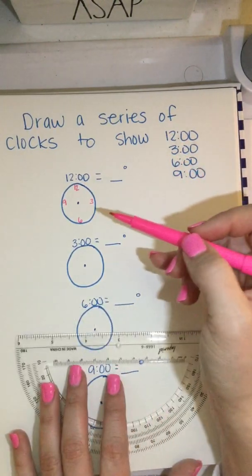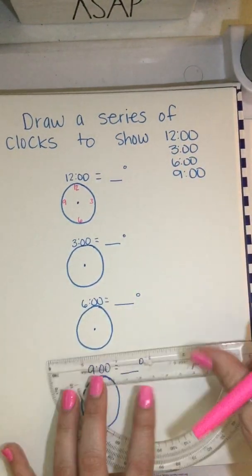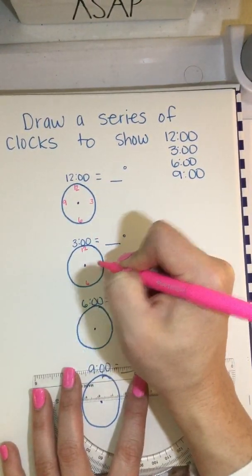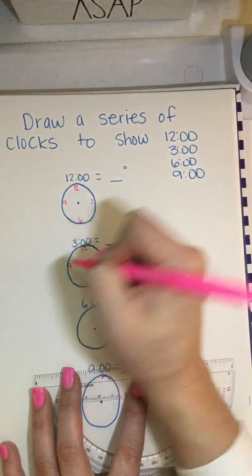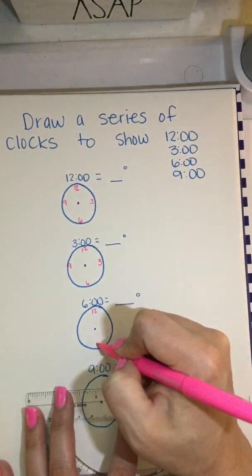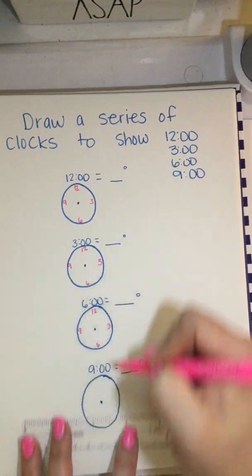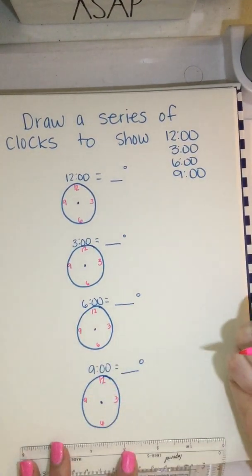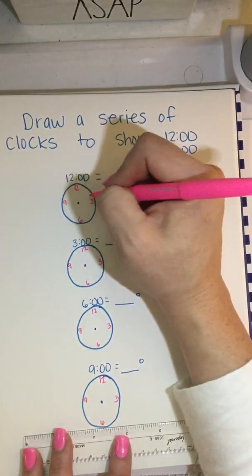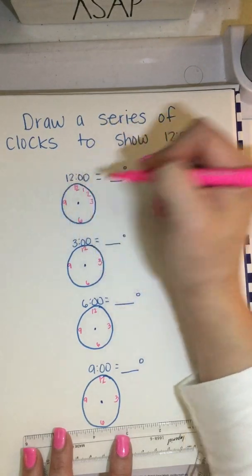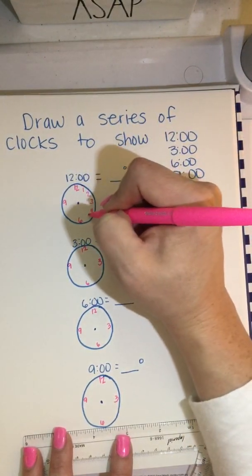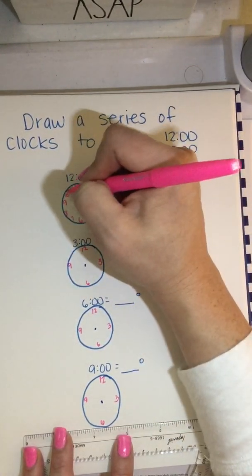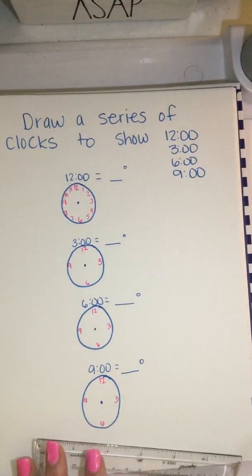So on the rest of these clocks, I'm going to quickly fill in my benchmark numbers here for telling time. And I can show you really quickly how I would go about filling in the other numbers. I know that there's 1 and 2, and they just need to be evenly spaced. 4 and 5, 7 and 8, 10 and 11. So if I wanted all of the numbers on there, that's what I could do.